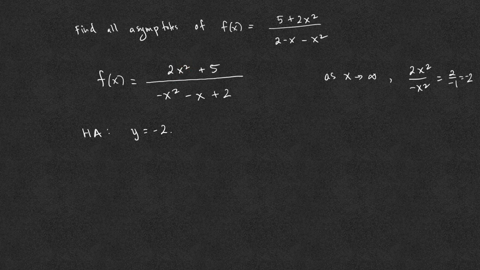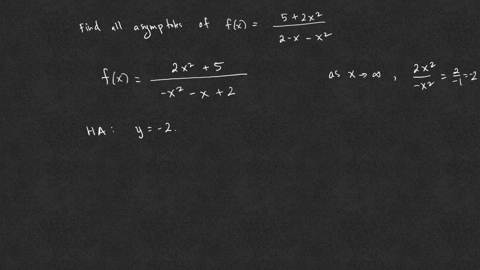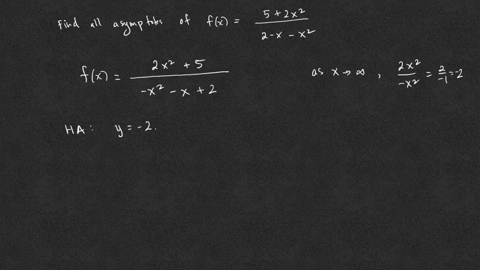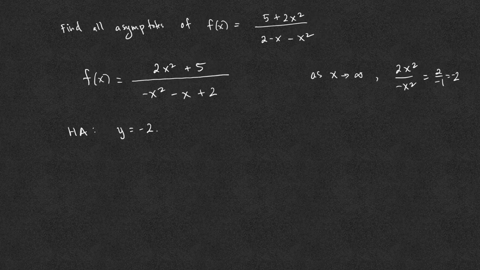Next, we find the vertical asymptotes. The first step is to determine the possible candidates for the vertical asymptotes. The possible candidates for the vertical asymptotes are where the denominator is 0. But again, this is only the possible list of the vertical asymptotes, not yet the vertical asymptotes. The denominator is negative x squared minus x plus 2, and we set it equal to 0.